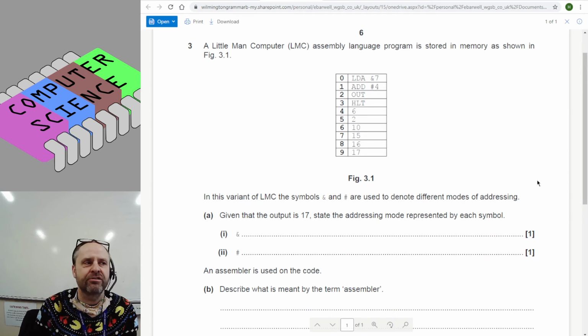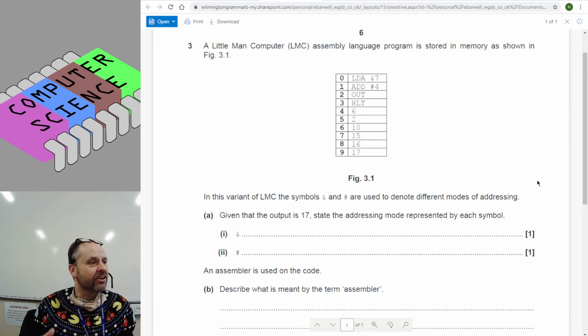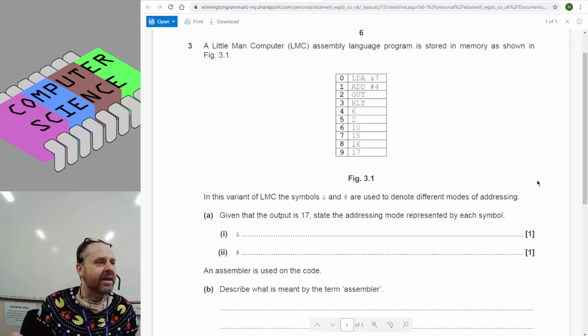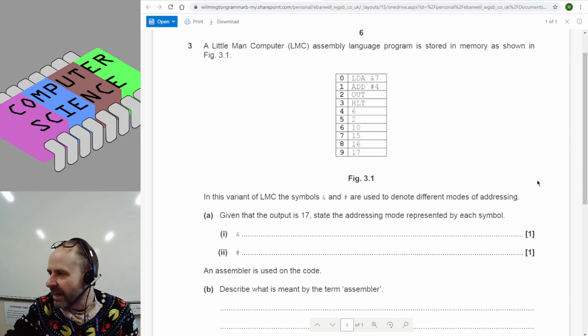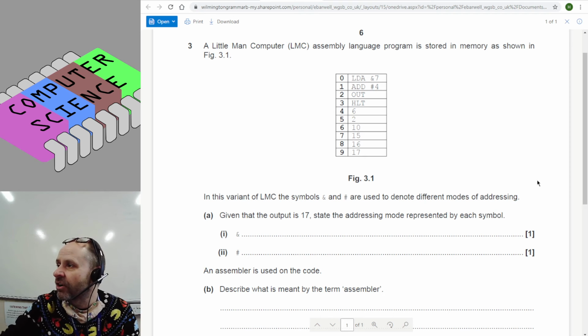So you've got to try and trace this. So basically you've got to do a trace, and you've got to make an assumption that the 7 and the 4 are either indexed addressing, indirect addressing, or they're a constant. They're the actual data, immediate.